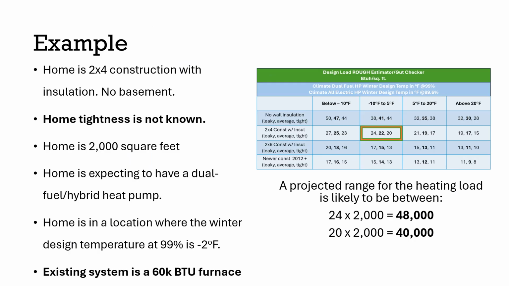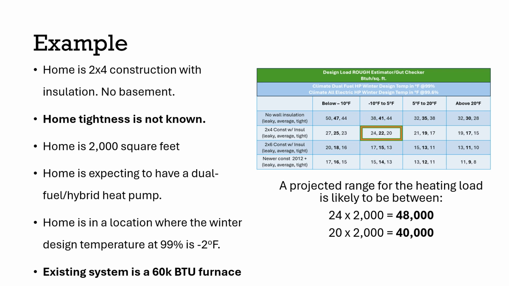So we're just going to do a quick guesstimate here. The home's 2x4 construction with insulation, no basement. So I use the basic version of the tool. The home tightness, we don't know. No one gave us a blower door test, anything like that. The home is 2,000 square feet. We're hoping that they'll use a dual fuel hybrid heat pump. So I use the 99% winter design temperature of -2.